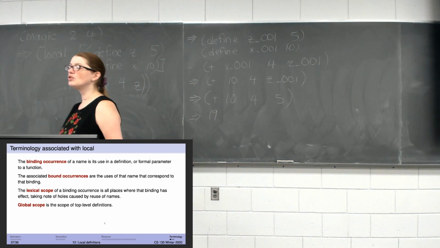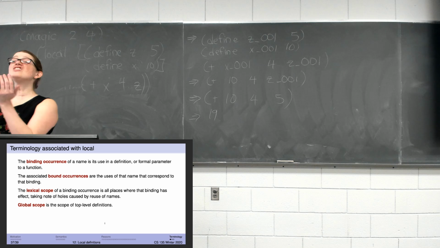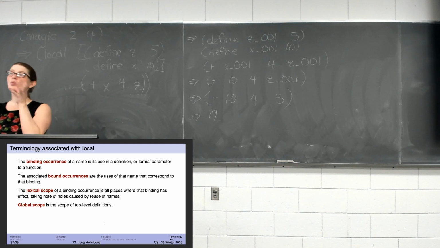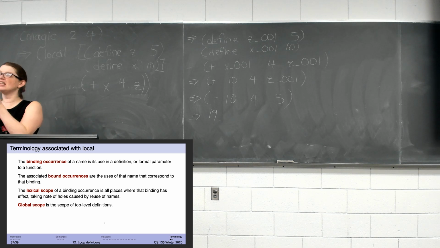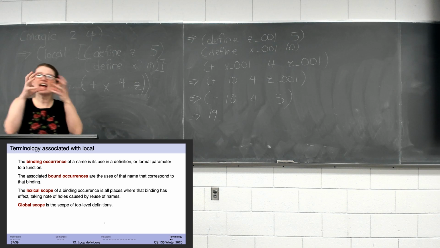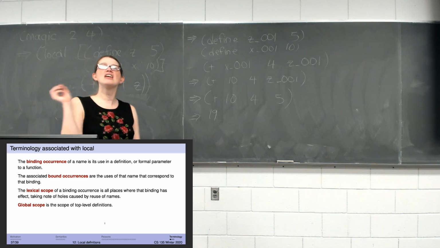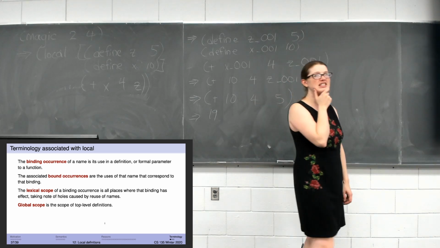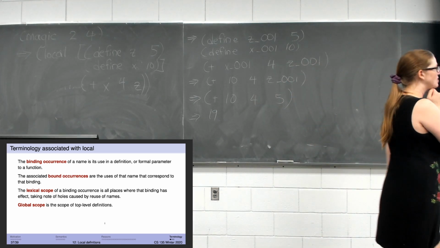And then a lexical scope is, within some scope, what is the meaning of a particular bound occurrence? So in a lexical scope, what is the meaning of x going to be? Under which of its binding occurrences would you be using in that particular lexical scope?